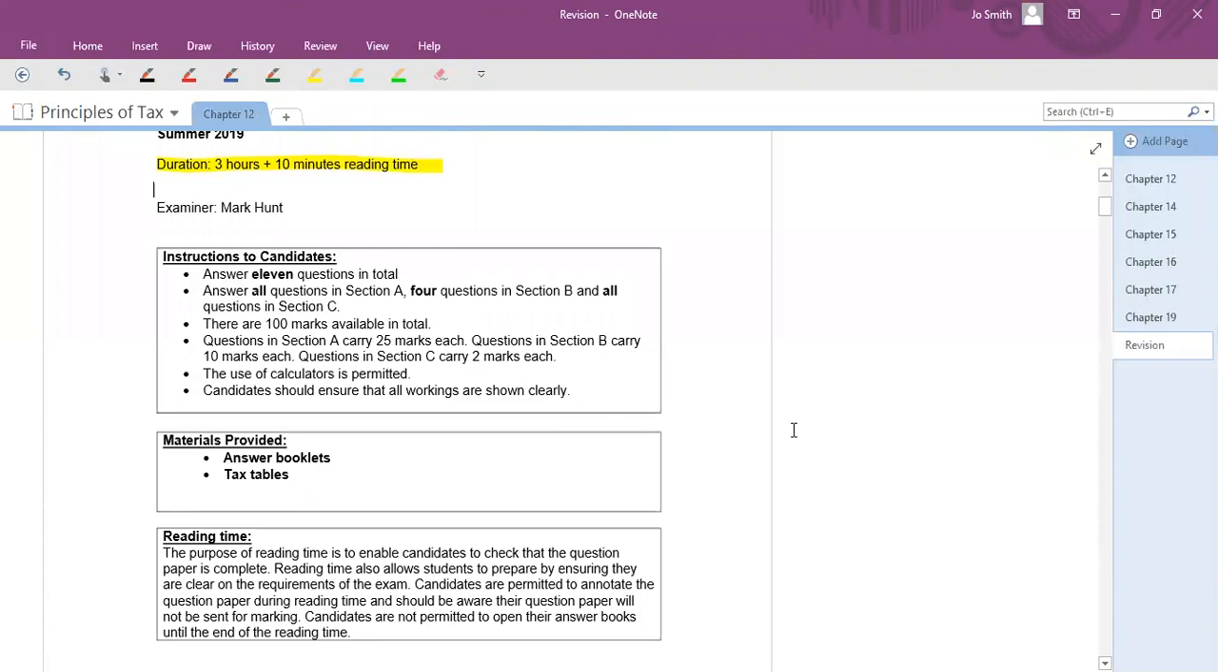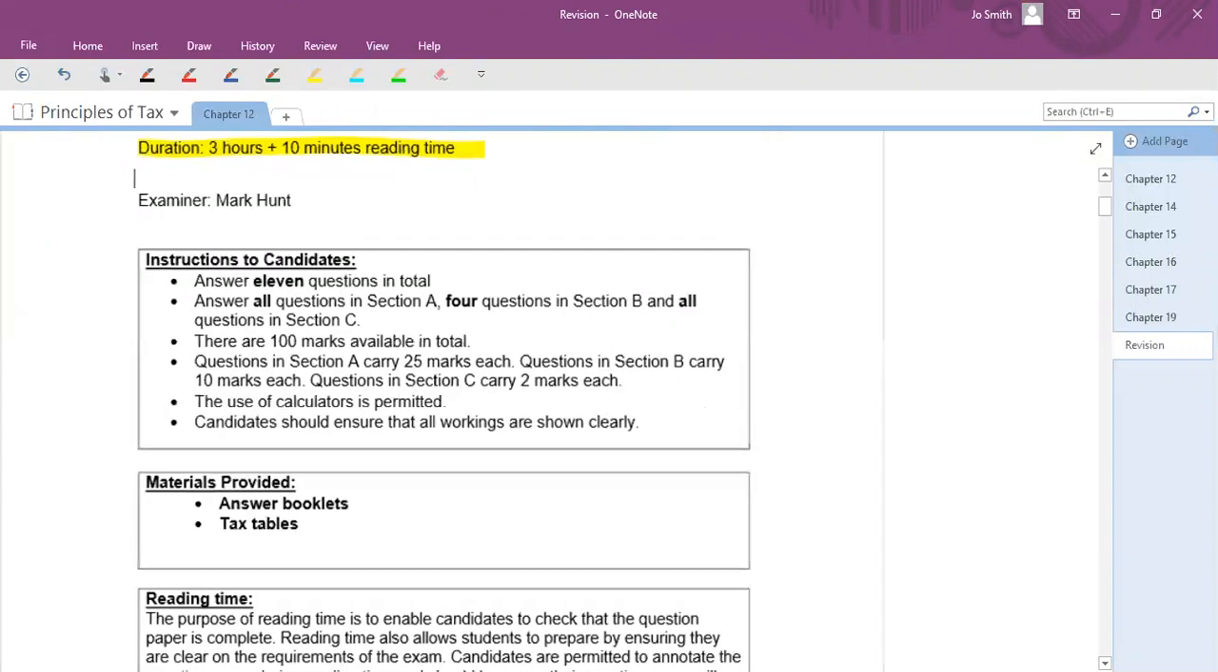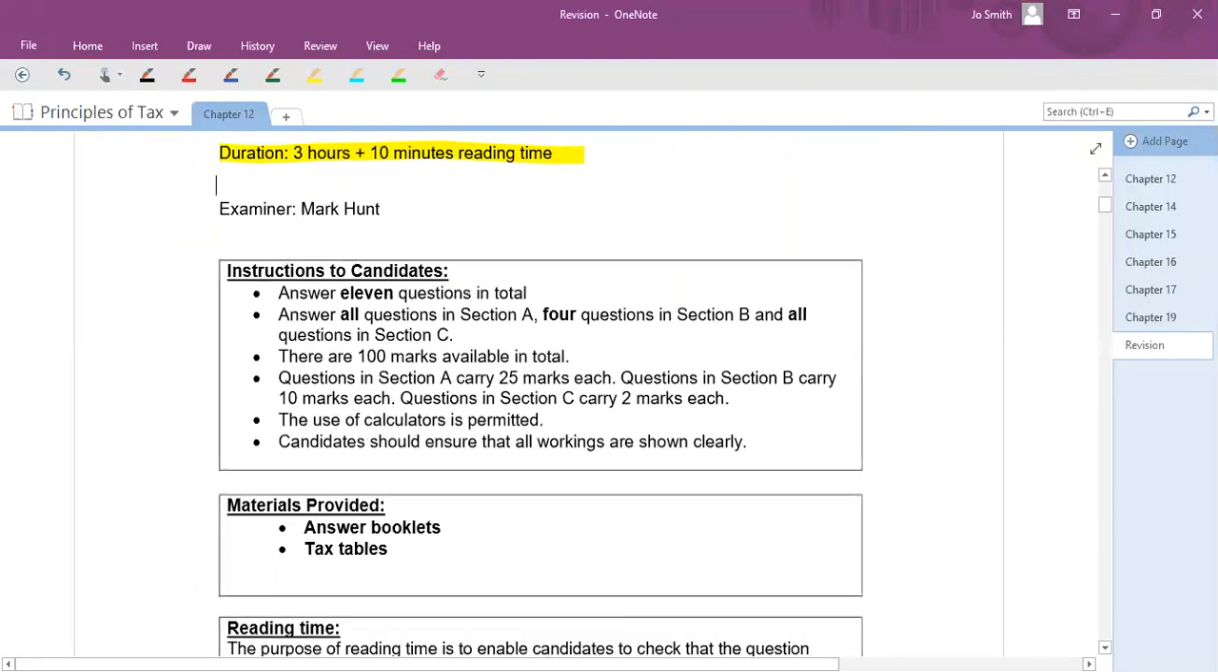So if we look at what you have to do in your exam, have a look at the structure. You must answer all questions in section A. So section A is compulsory. Then you must choose 4 questions from section B, and then you must do everything that's in section C. So you have a little bit of flexibility, not very much, because you get to choose what you do in section B, but it is only 4 out of 5 questions. So the majority of this paper is compulsory.